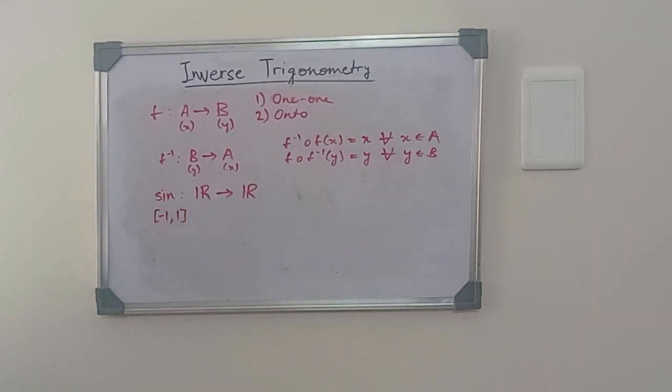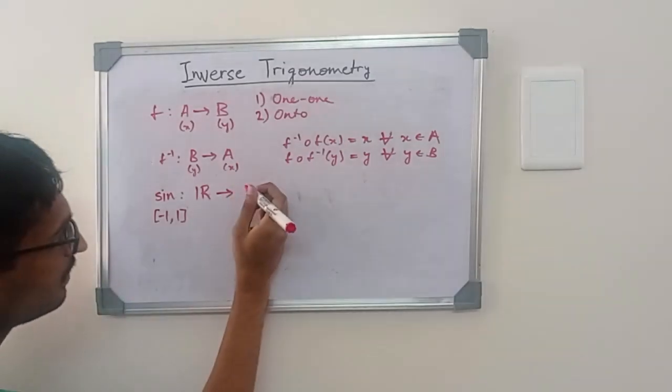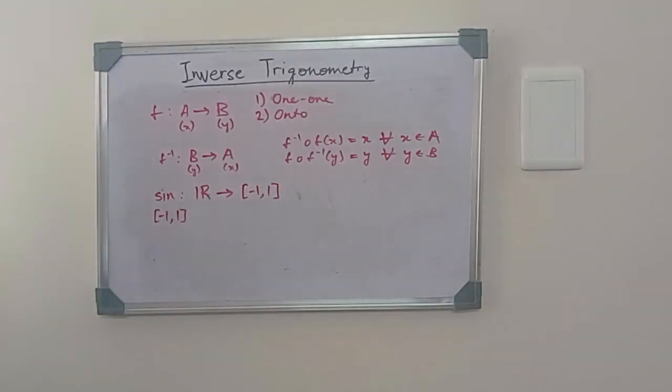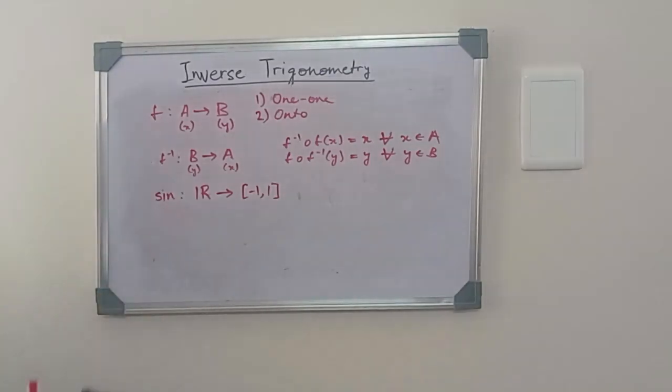However, we can easily make this function onto by redefining the codomain of the function like this. Now the codomain and the range are the same, so we have defined the sine function such that it is an onto function. But the other thing is that all the trigonometric functions, not only the sine function, are periodic. So they are not one-one.